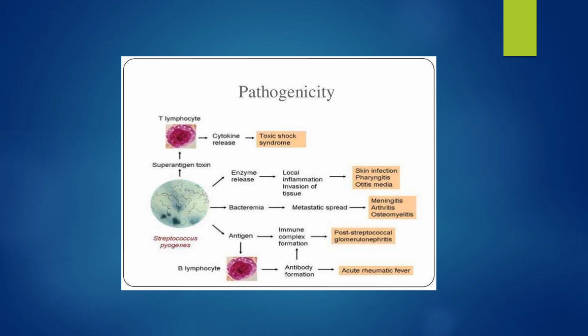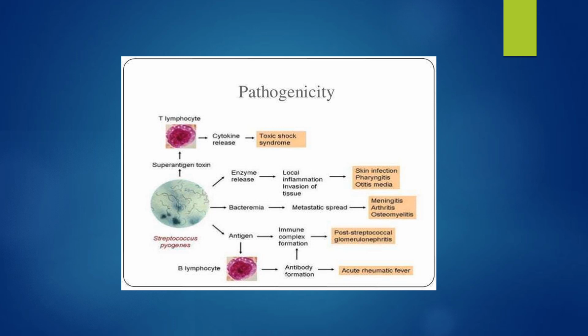Here in this chart, the pathogenicity of Streptococcus pyogenes is provided. In the first case, Streptococcus pyogenes produces a superantigen toxin which further releases cytokines and further causes toxic shock syndrome. Toxic shock syndrome may also be caused by pyrogenic toxin. Enzyme release leads to local inflammation of invaded tissues, which further leads to skin infection and pharyngitis.